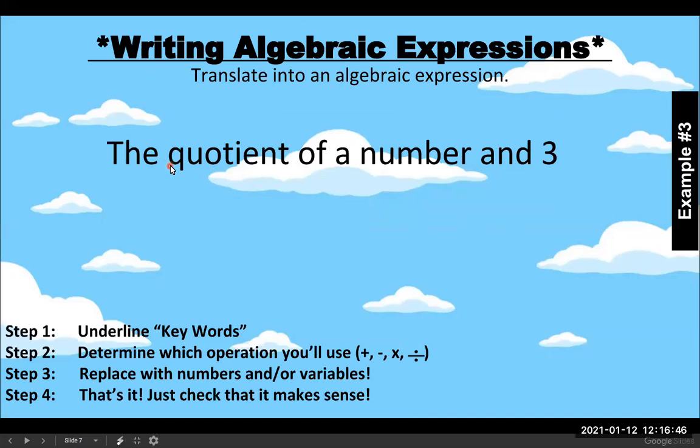All right, so let's look at this example here. The quotient of a number and 3. Okay, so what is the operation? Again, the operation means adding, subtracting, multiplying, or dividing. So what is the word that is the operation here? Let's first identify the operation. What word is the operation?